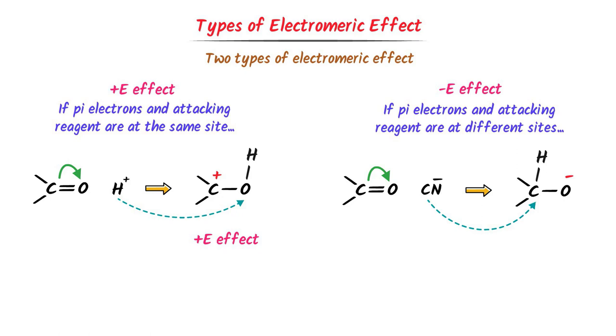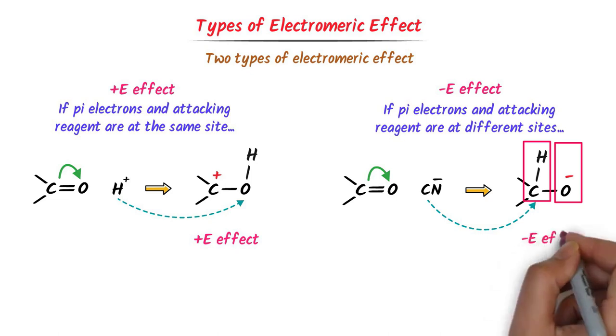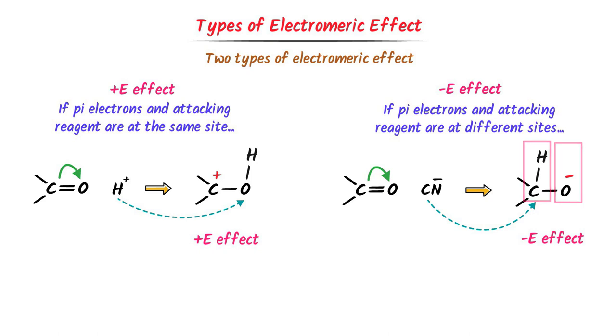Now listen carefully. Here, pi electrons shift to this oxygen, but the reagent CN doesn't attack on the oxygen. Rather, it attacks on the opposite side. I mean, pi electrons and attacking reagents are at different sites. Thus, we call it negative electromeric effect. These are the two types of electromeric effect.